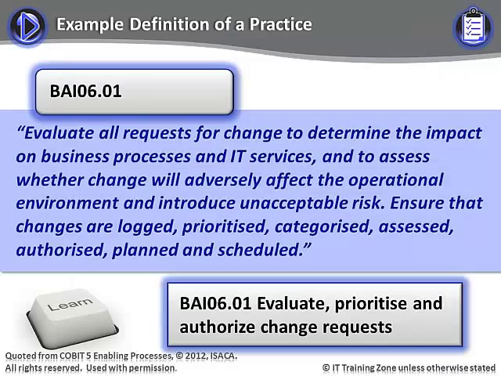Let's examine these practice attributes in more detail and use the practice BAI-06.01 Evaluate, Prioritize, and Authorize Change Requests as an example. The definition of this practice is: evaluate all requests for change to determine the impact on business processes and IT services, and to assess whether change will adversely affect the operational environment and introduce unacceptable risk. Ensure that changes are logged, prioritized, categorized, assessed, authorized, planned, and scheduled.